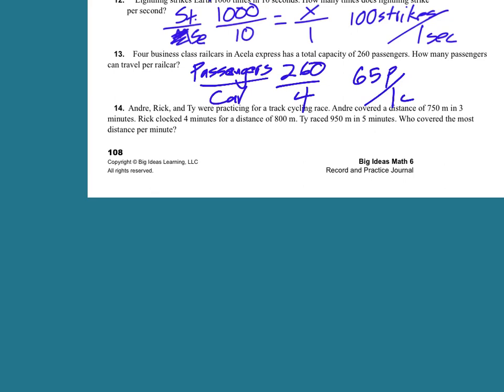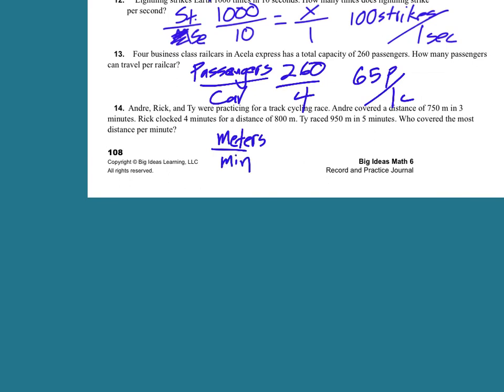All right, number 14. Andre, Rick, and Ty were practicing for a track cycling race. Andre covered a distance of 750 meters in 3 minutes. Rick clocked 4 minutes for a distance of 800 meters. And Ty raced 950 meters in 5 minutes. Who covered the most distance? All right, that's a unit rate. So we're going to do meters per minute. Sometimes you have to write it out because they both start with the same letter.